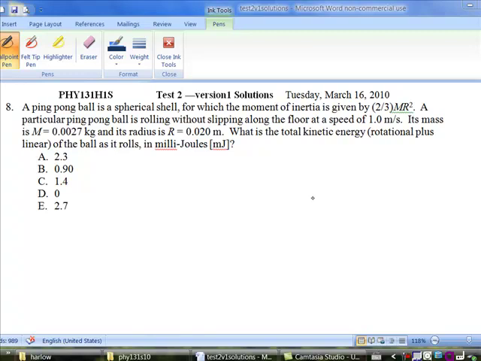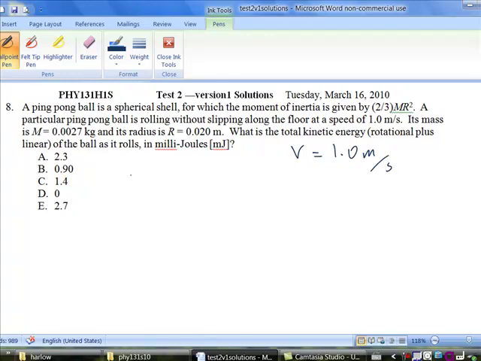Okay, question 8. A ping-pong ball is a spherical shell for which the moment of inertia is given by 2/3 mr squared. A particular ping-pong ball is rolling without slipping along the floor at a speed of 1 meter per second. So v equals 1.0 meters per second. Its mass is that many kilograms, and its radius is that many meters. What is the total kinetic energy, rotational plus linear, of the ball as it rolls in millijoules? Okay, and there's some millijoules.